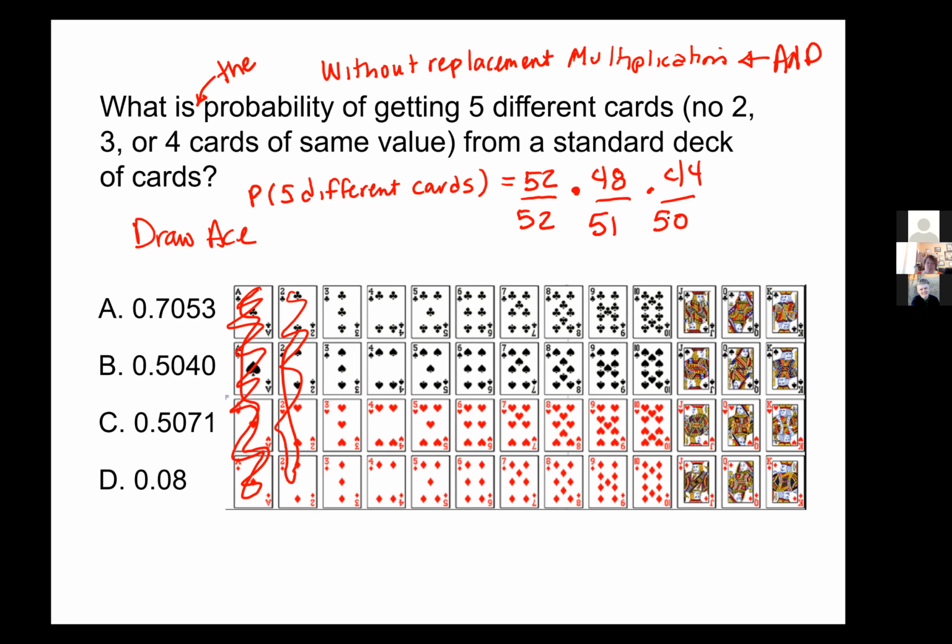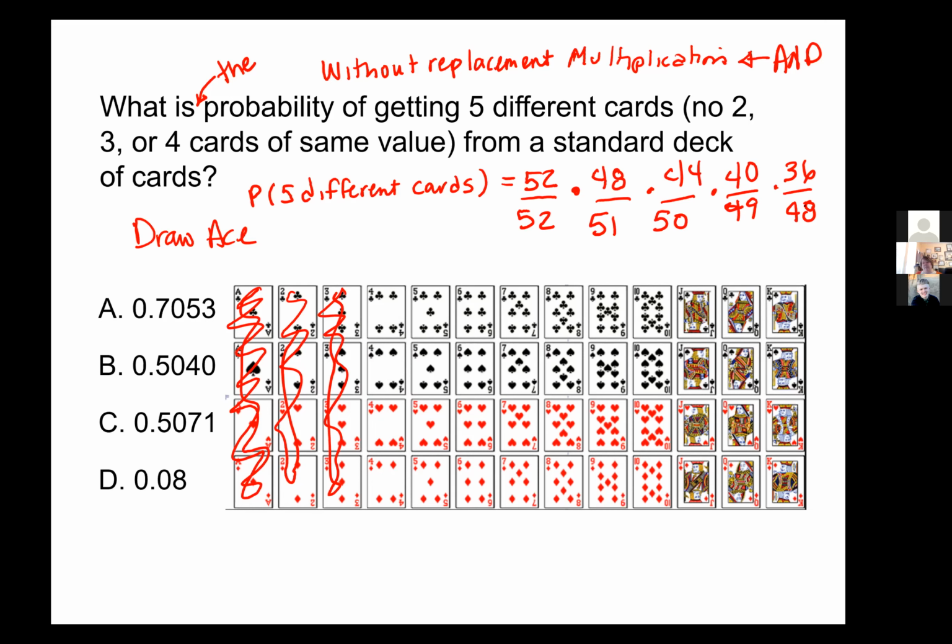So how about the next card? How many different ways can you draw a different card? Well, now there are 40 different cards in the deck out of 49. 49 cards in the deck because now we've drawn out 4 cards. And then what's last? 36 out of 48.